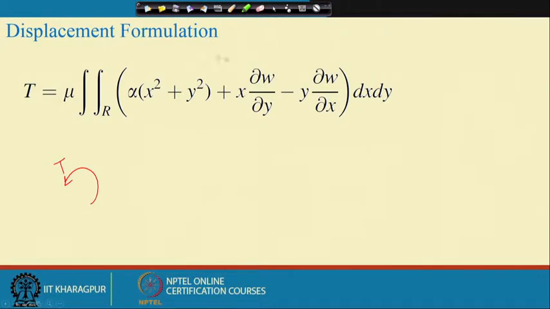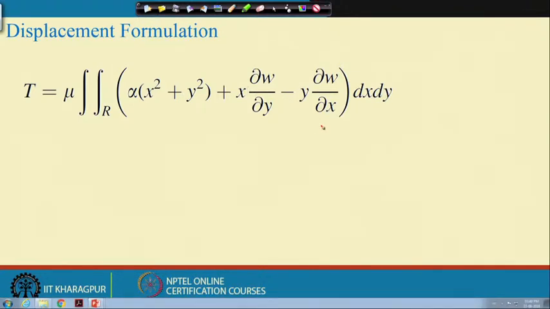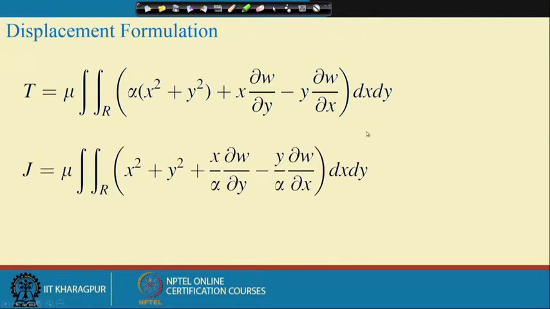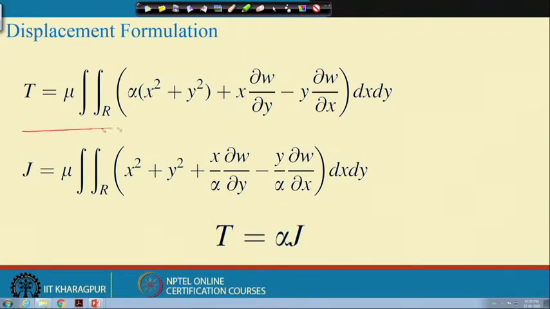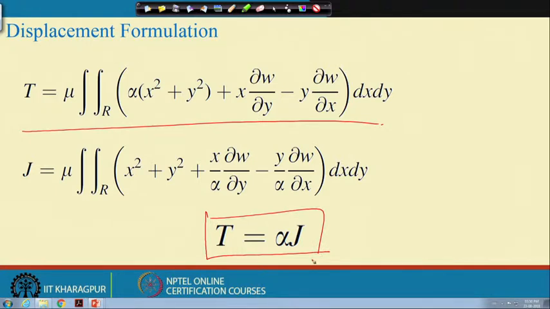Since we have done this exercise for the stress formulation, I am not doing it explicitly here. It is just substitution of the expression to get the final form. This is the expression of T that you can get. Now, if we define J as this, from the entire expression, and substitute J here, the final expression we get is T is equal to alpha into J.